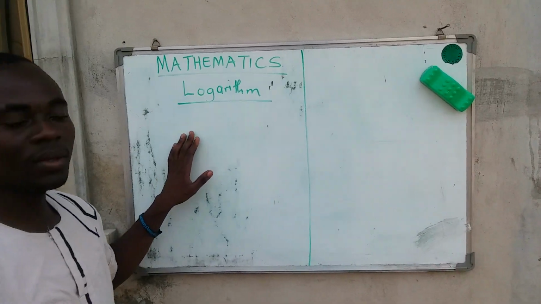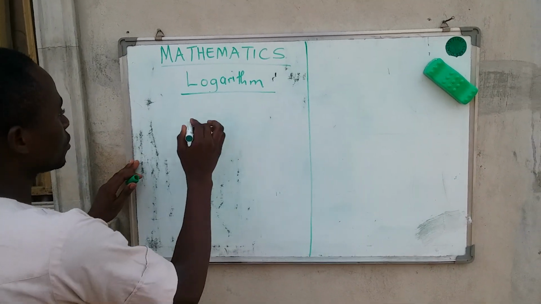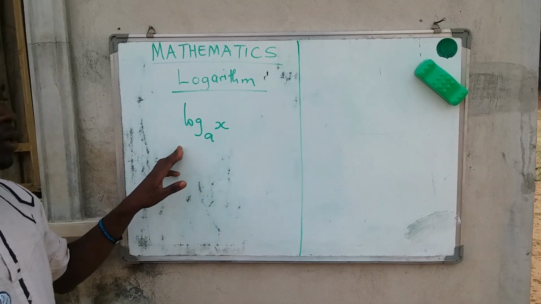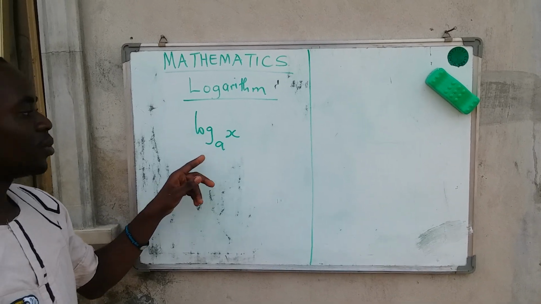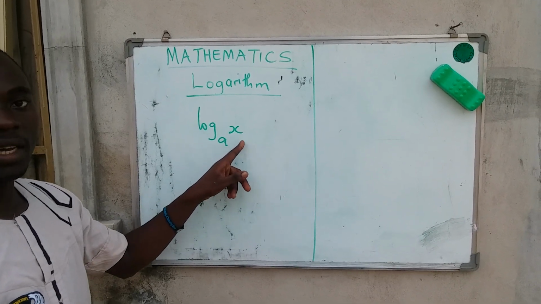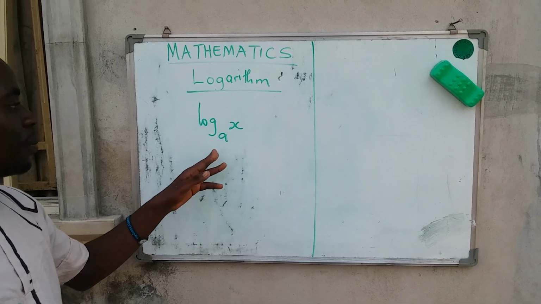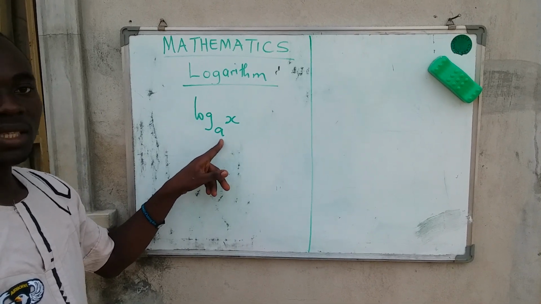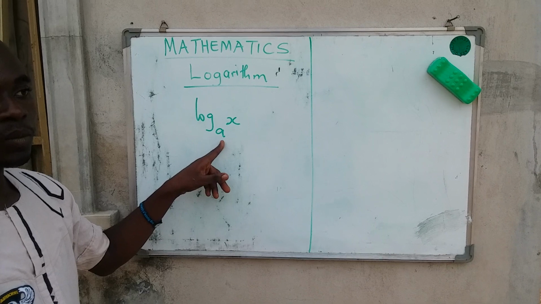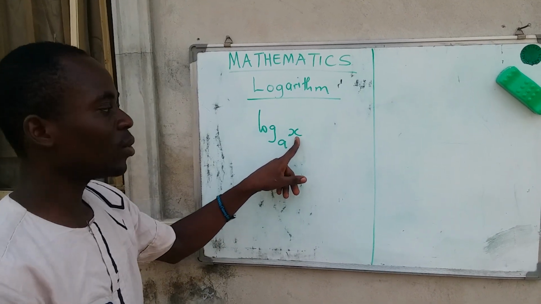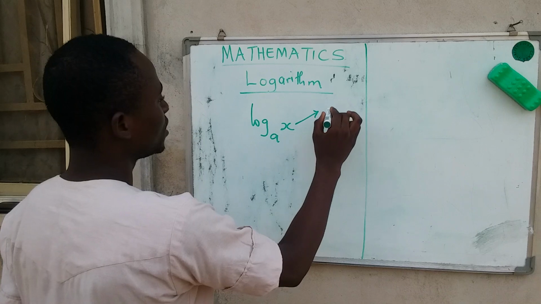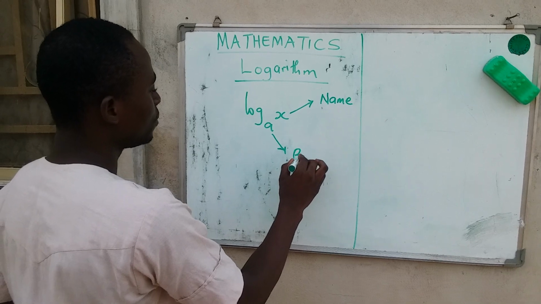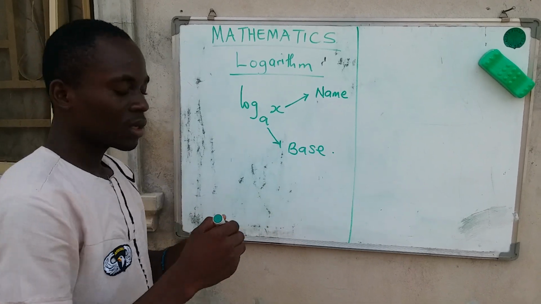Now, logarithm is expressed as follows. If you look at the board, you can see what I've written. It's pronounced logarithm to base a of x. It's obvious that we have two parameters here, a and x. The a is mathematically referred to as the base of the logarithm, while the x is referred to as the name of the logarithm, as I indicate.